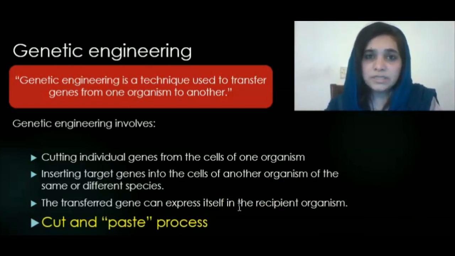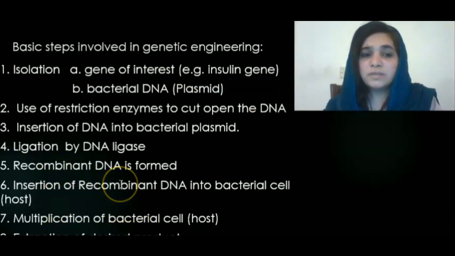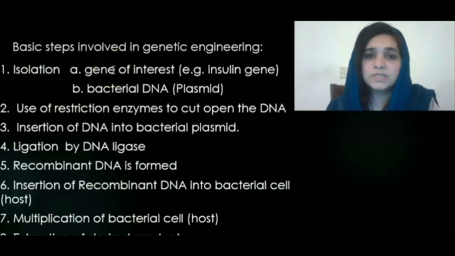You have to cut the desired gene and then paste it into the DNA of the different or the same species, and allow it to express and produce the desired product. Now here are the basic steps involved in genetic engineering. First of all, isolation. We have to isolate the gene of interest. For example, here I have mentioned the insulin gene. We also need a bacterial DNA, for example, a plasmid. In this case, we use restriction enzymes to cut open the DNA. Once we isolate the DNA, we have to cut it.